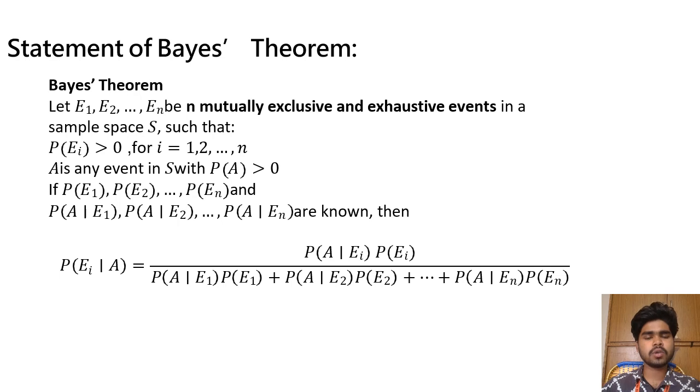then P(Ei|A) equals P(A|Ei) into P(Ei) divided by P(A|E1) into P(E1) plus P(A|E2) into P(E2) plus up to P(A|En) into P(En).